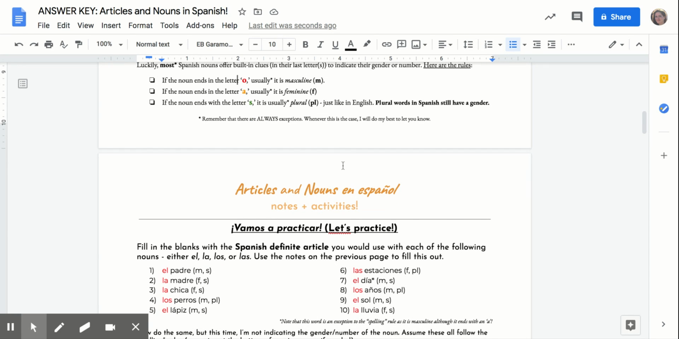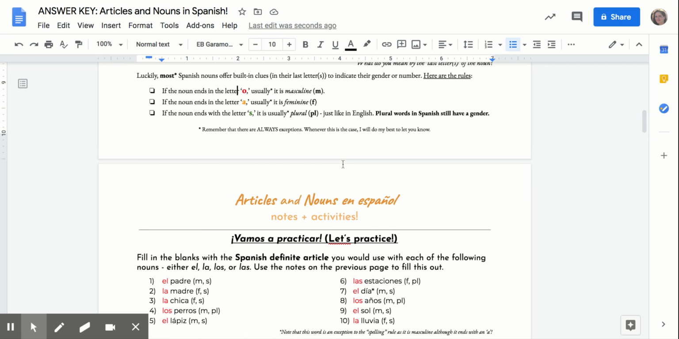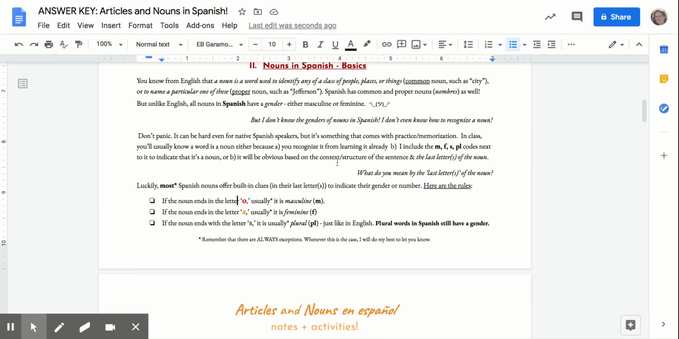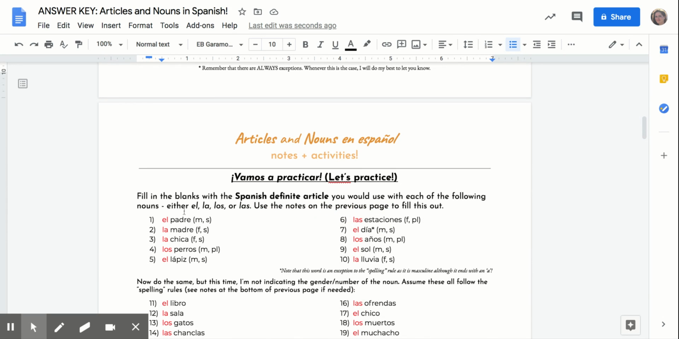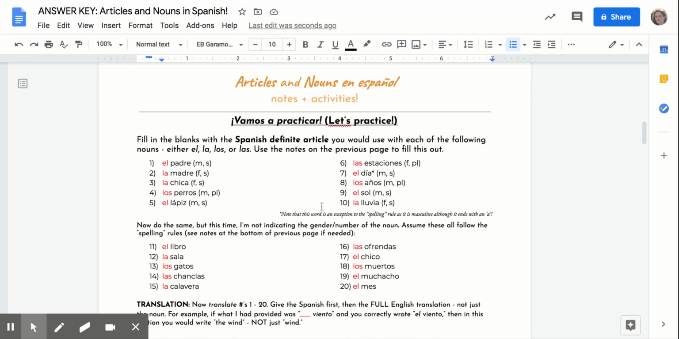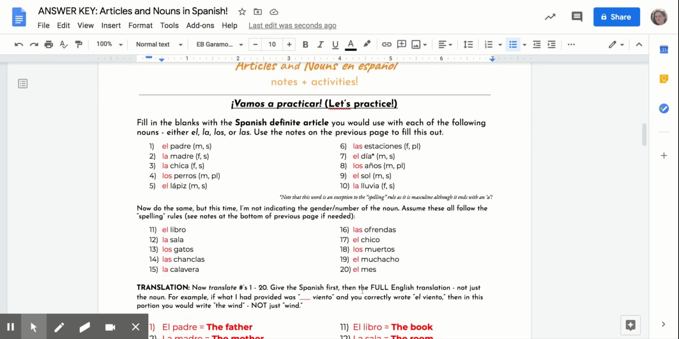And also, just FYI, when you have a noun that ends with a consonant, not a vowel, in Spanish, to make it plural, generally, you're just going to add the letters ES to make it plural. Again, that's covered in the notes here. I'm not going to go into much more detail.